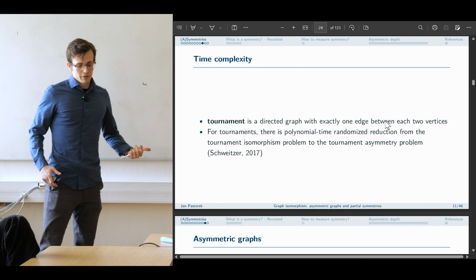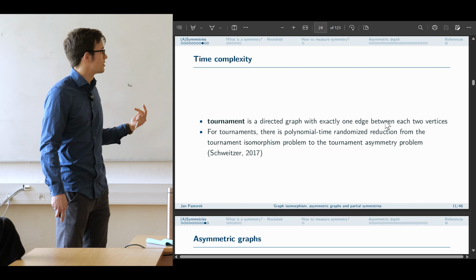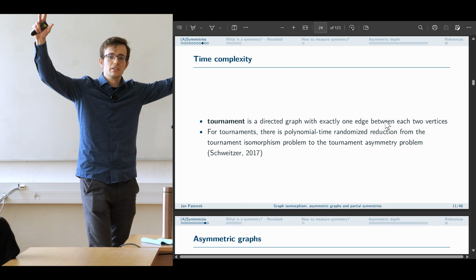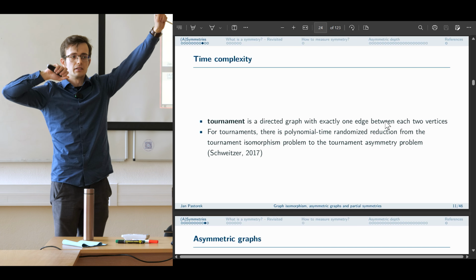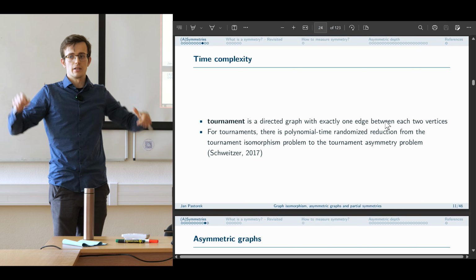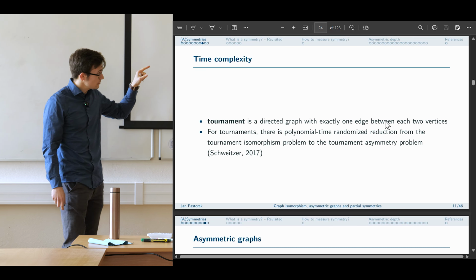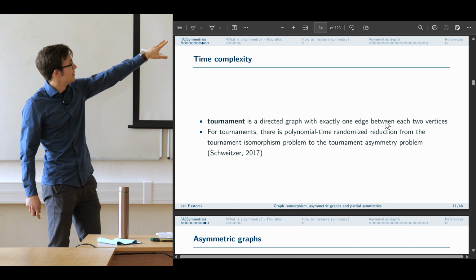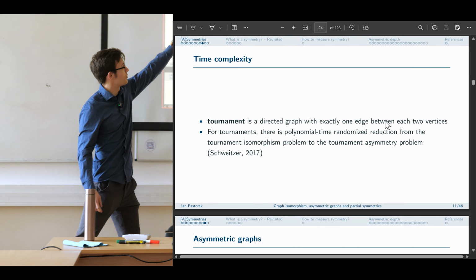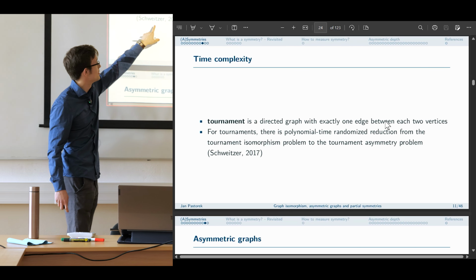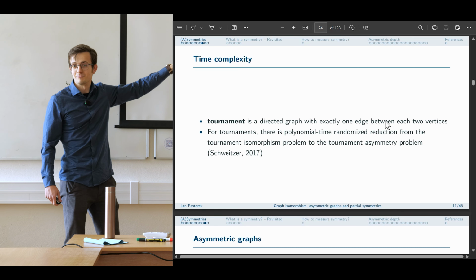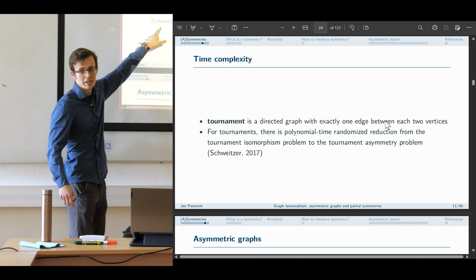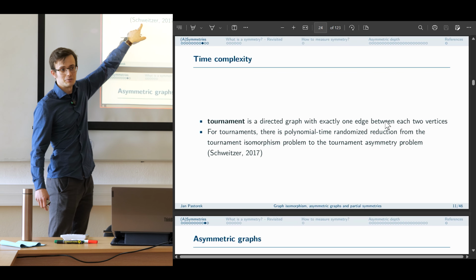But it turns out that for tournaments, these are directed graphs with exactly one edge between each two vertices, so it is a complete graph but with directed edges among the vertices, the graph asymmetry problem, by a polynomial time randomized reduction, which I'm not going to explain, is equivalent to deciding the tournament isomorphism problem. And this was proven by Schweitzer, who is maybe like Ilya Sutskever for AI. This guy is for algebraic graph theory and stuff related to the graph isomorphism problem.